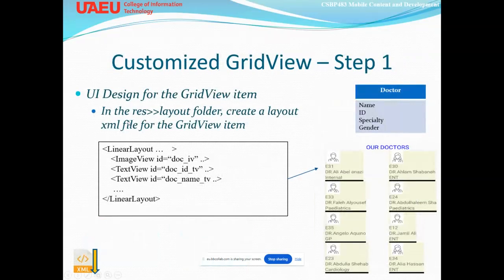To do that, the first thing we should know is that we should design each element of the grid view or list view, and how it looks, based on the data that we have. For example, a doctor as a class in Java has name, ID, specialty, and gender, and I want to display this information in this fashion.